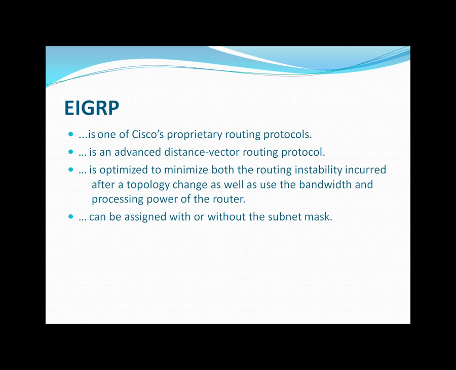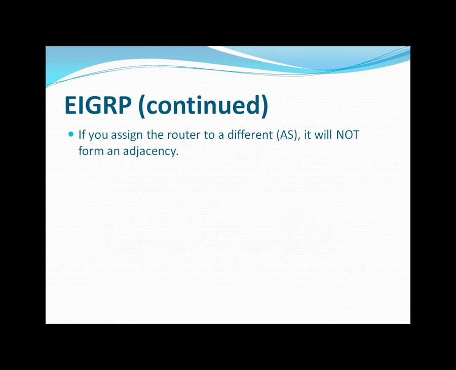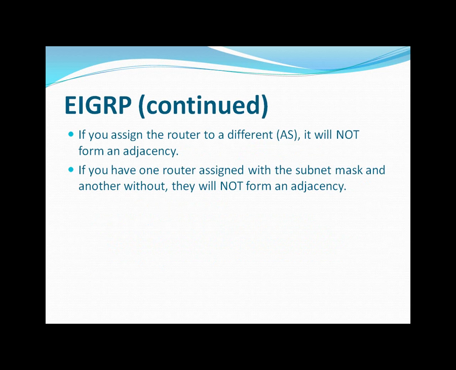It can be assigned with or without the subnet mask. It requires that not only do all routers operate within the same autonomous system or AS number, but they are assigned the same way, either with or without the subnet mask. If you assign the router with a different autonomous system number, it will not form an adjacency with any other routers in that same autonomous system. If you have one router assigned with the subnet mask and another without, they will not form an adjacency. We will cover both ways to assign EIGRP.